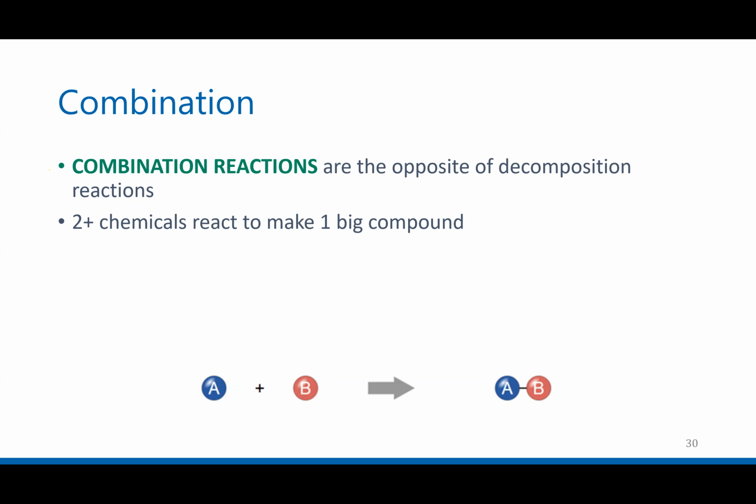Combination reactions are the opposite of decomposition reactions. So the idea is in decomposition, one chemical, one compound, one molecule breaks apart into 2. In combination, which we also call synthesis, the 2 chemicals come together to make a larger compound. There is only one product. So the difference between a decomposition and a combination is decomposition has one reactant, combination has one product.